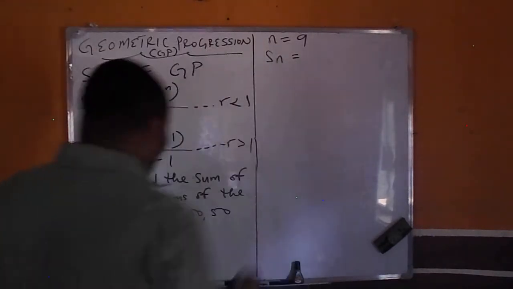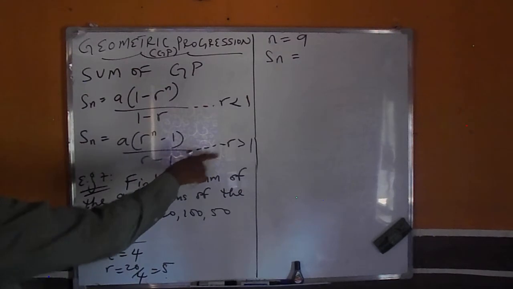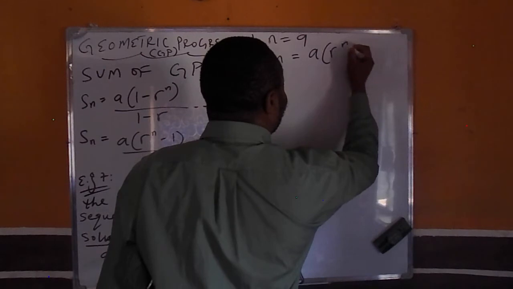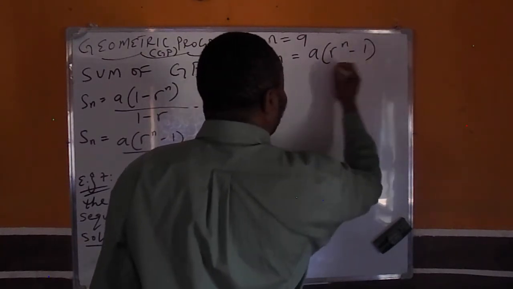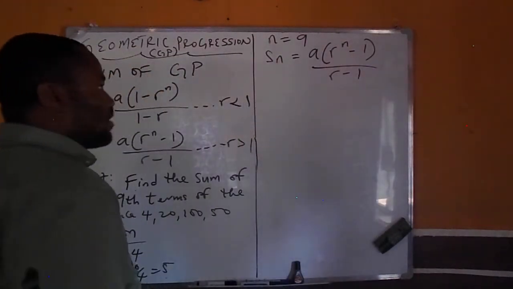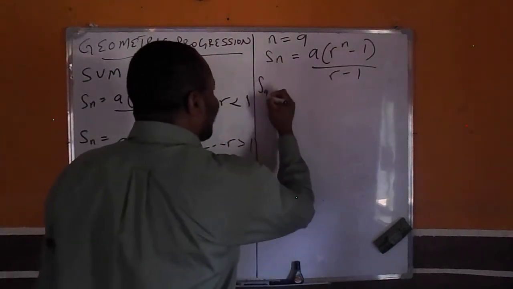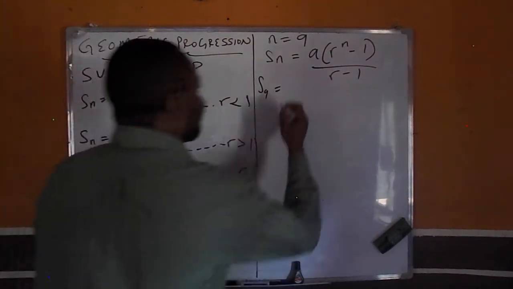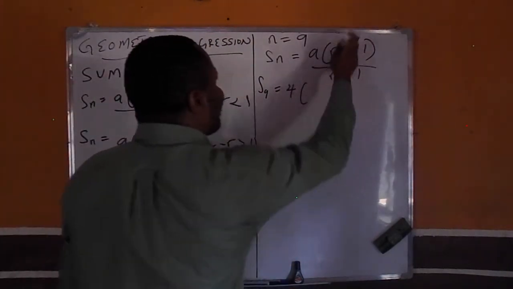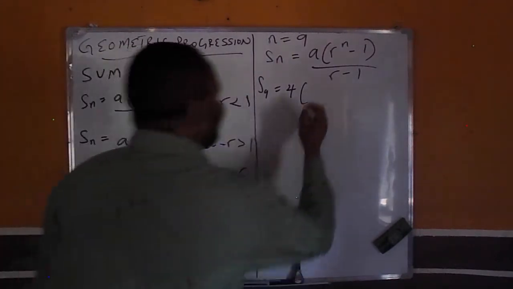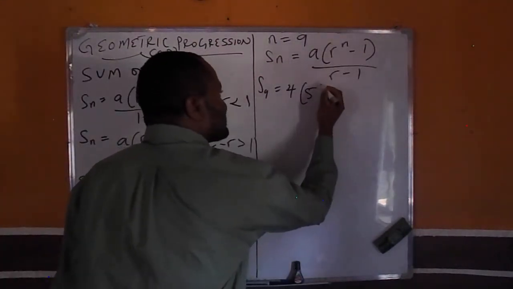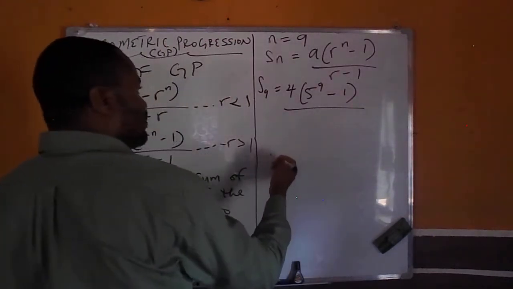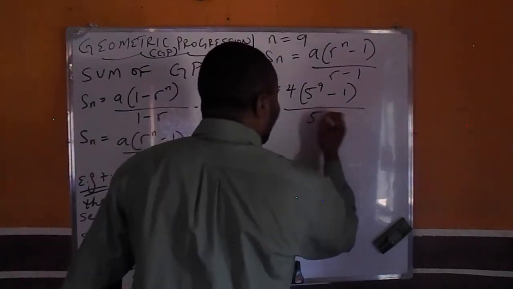Sn equals, our R is 5, which is greater than 1, so we apply this second formula. A in bracket R raised to power n minus 1 bracket close, divided by R minus 1. Now S9 equals A. Our A here is 4. 4 in bracket R raised to power n. Our R is 5 raised to power n, which is 9, minus 1 bracket close, divided by R, which is 5 minus 1.